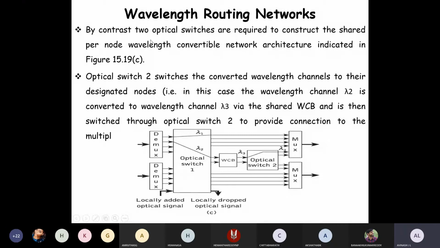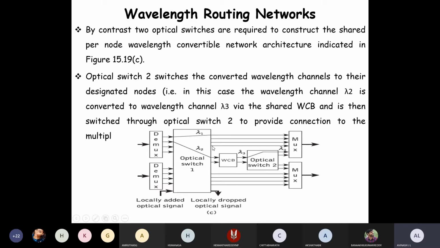Now you can see that, by contrast, two optical switches are required to construct the shared per node wavelength convertible network architecture. That is indicated in figure 15.19, which is being shown here. Here optical switch 2 switches the converted wavelength channel to its designated node. In this case, the wavelength channel lambda 2 is converted to the wavelength channel lambda 3 via a shared WCB, that is a wavelength converter bank, and is then switched through optical switch 2 to provide the connection to the multiplexer.